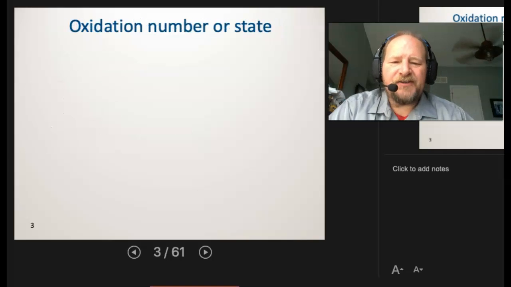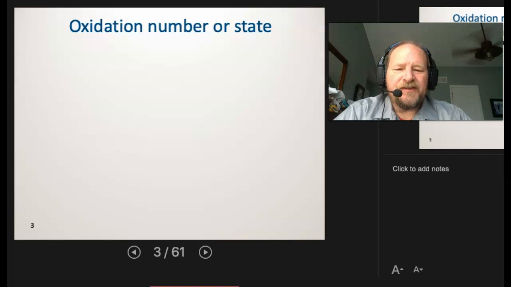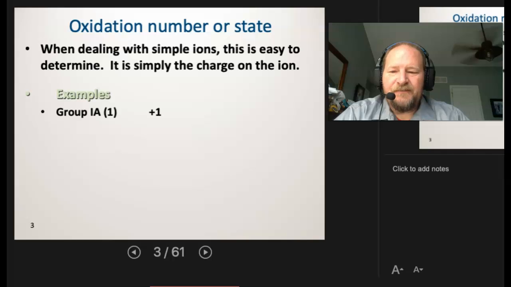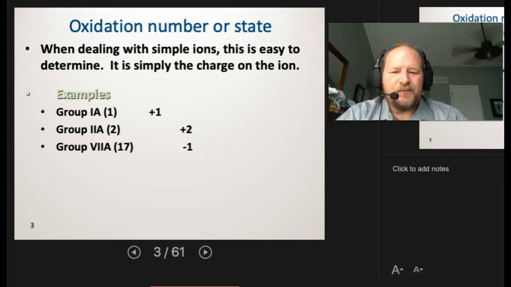Now, to keep track of oxidation and reduction, what we have to understand are oxidation numbers or oxidation states. When dealing with simple ions, it's really easy because it's simply the charge on the ion, right? So for example, group 1A, we know that entire group is going to make a +1 charge. Well, the oxidation number for all of those are also +1. For group 2A, it's going to be +2. And for group 7A, it's going to be -1.